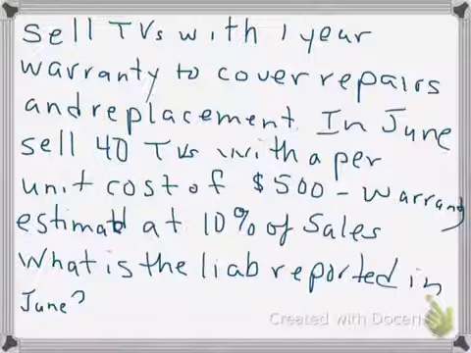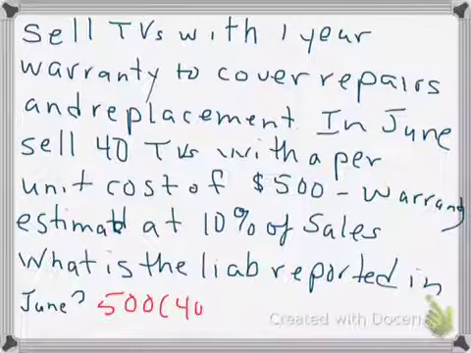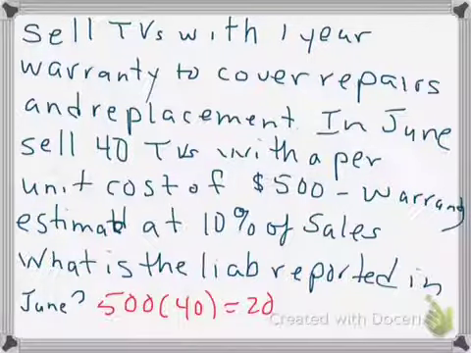If Blake estimates our warranty fulfillment at 10% of sales, what would the warranty be that would be reported in June? That's the first question that we're looking at. So what we have to do for this one is take those 40 televisions that we sold, multiplying by the sales price, which is $500. So we have $500 as the sales price, 40 television sets. That equals sales of $20,000.